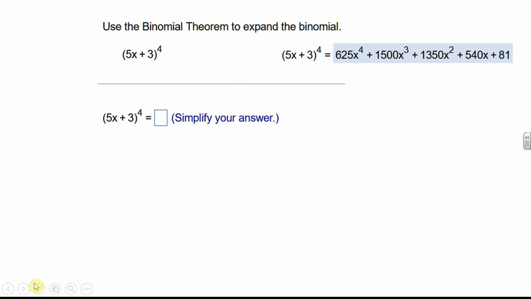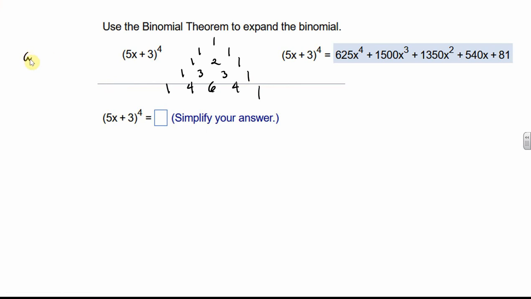Use the binomial theorem to expand the binomial 5x plus 3 to the 4th. And so I'm going to use Pascal's triangle again. So we get 1; 1, 1; 1, 2, 1; 1, 3, 3, 1; 1, 4, 6, 4, 1. Let's see what we got. This is row 0, 1, 2, 3, 4. That's the line that we want.